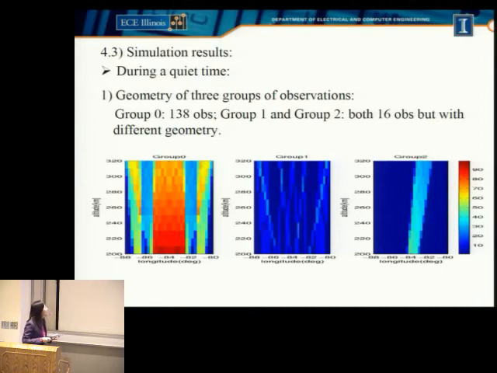Okay. Now I will talk about my simulation results. I simulated two situations. One is during a quiet time, and another situation is when there is some irregularity in the atmosphere. So in this first quiet time situation, I simulated three different groups of observations, and the geometries are shown here. In the first group, I simulated over 100 observations. Each pixel shows how many observations go through this region. And in group 2 and group 3, there are only 16 observations. In group 3, most of the observations are concentrated in this region. And in group 2, they are more spread out, though they cannot cover every region. They can still spread out over the whole region.